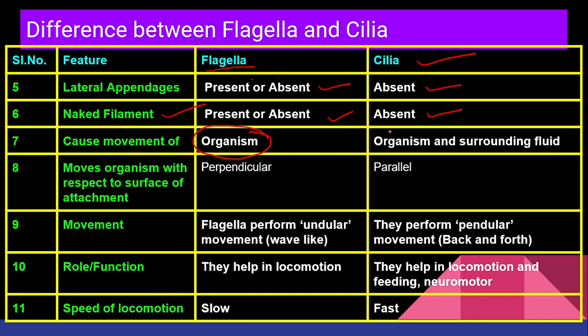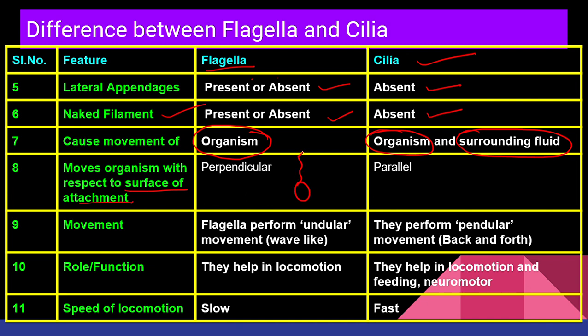Your organism will move. What about the cilia? When the cilia is moving, your organism will move, as well as the surrounding fluid will also move. See, when you do swimming, when you're moving your hand, obviously the water will also move. If you're putting your leg inside the water and you move it, then the surrounding fluid will also move. Now, move organism with respect to the surface of attachment.